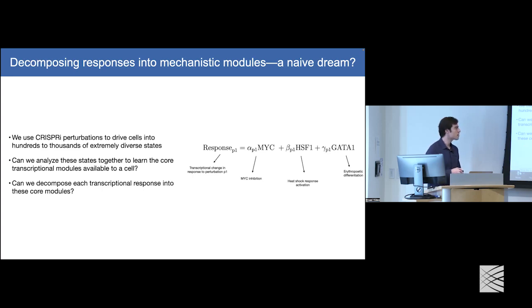And so here I'm showing an extremely naive example, like the response to perturbation P1. We can say it's alpha times this generic core MYC response, plus beta times this generic core HSF1 response. These are transcription factors. Plus gamma times this generic GATA1 response, which is a cell identity transcription factor in hematologic cells.